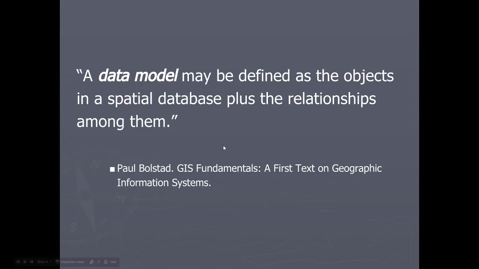A book I used to teach out of for years by Paul Bolstad gave this definition: a data model may be defined as the objects in a spatial database plus the relationships among them. That's an important definition when we get to the geodatabase and you see the Esri definition of the geodatabase. It'll look a lot like this. It's not only the objects in the database, points, lines, and polygons that represent things like trees or buildings or rivers. It's also how we model the relationships between and among different real-world features modeled as objects in our spatial database.